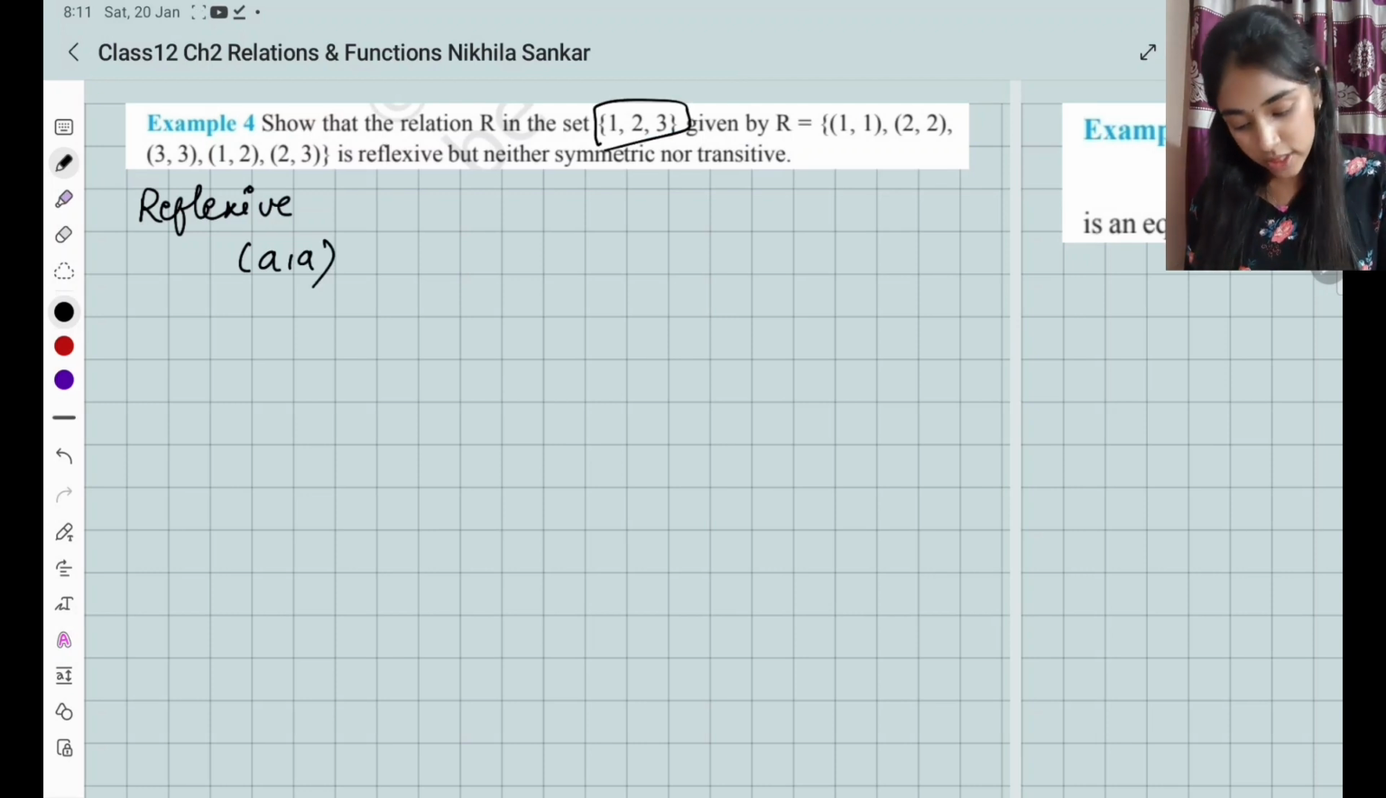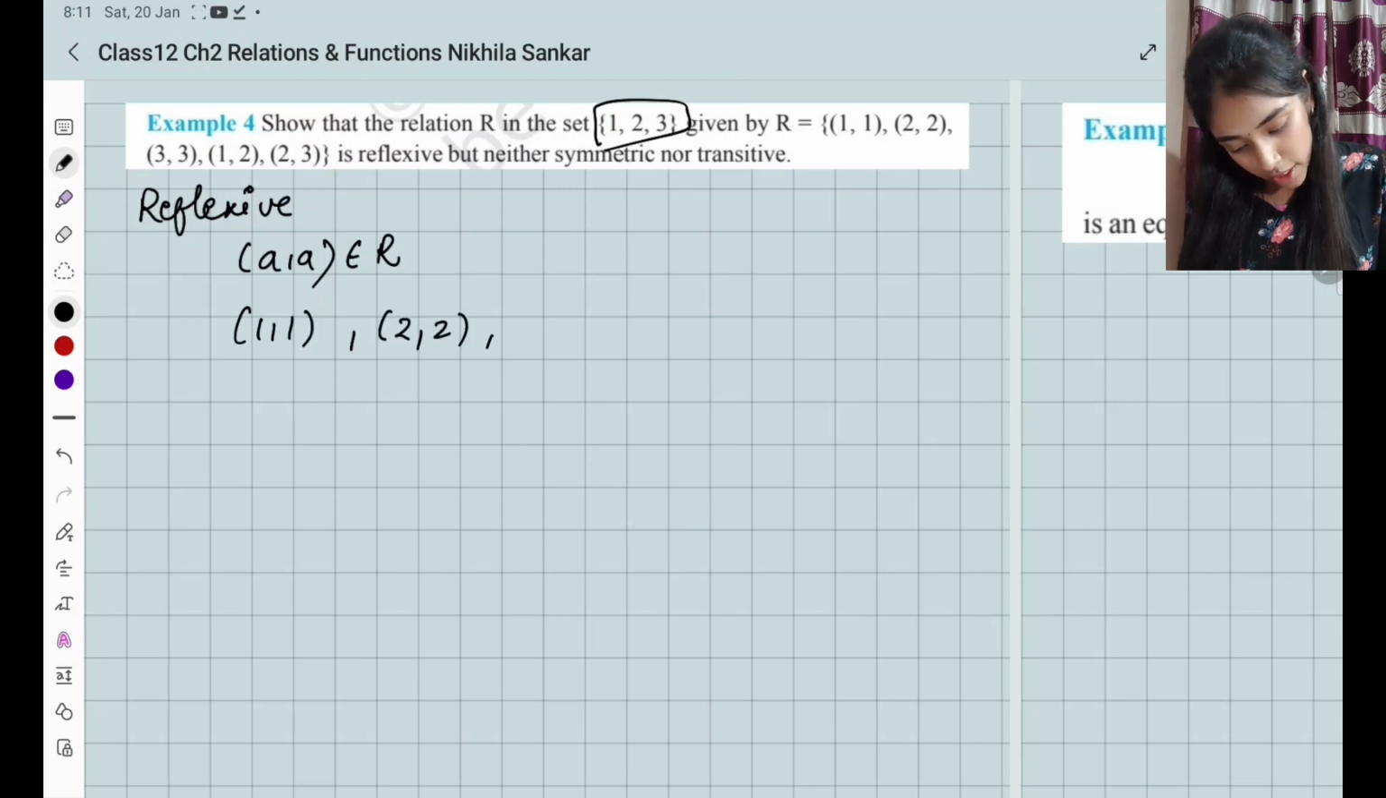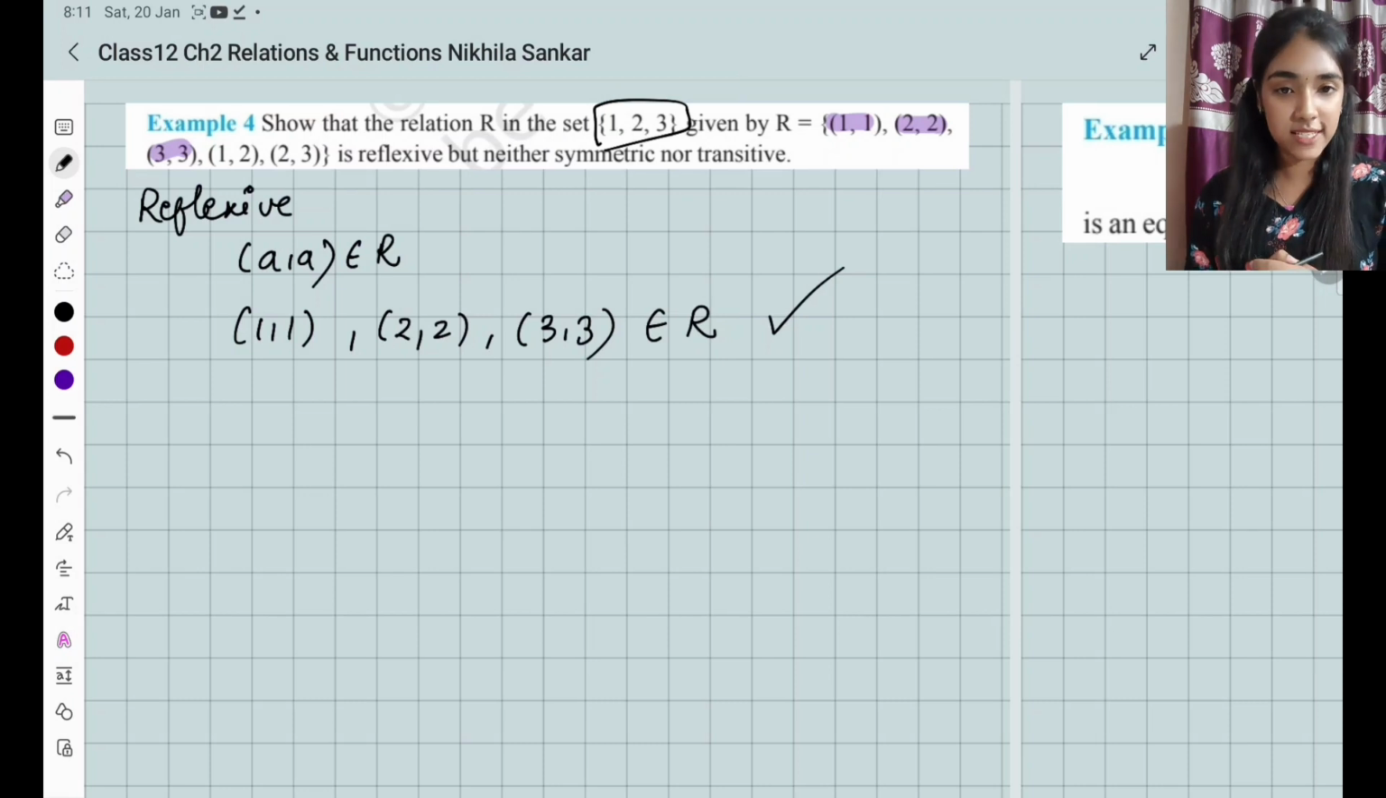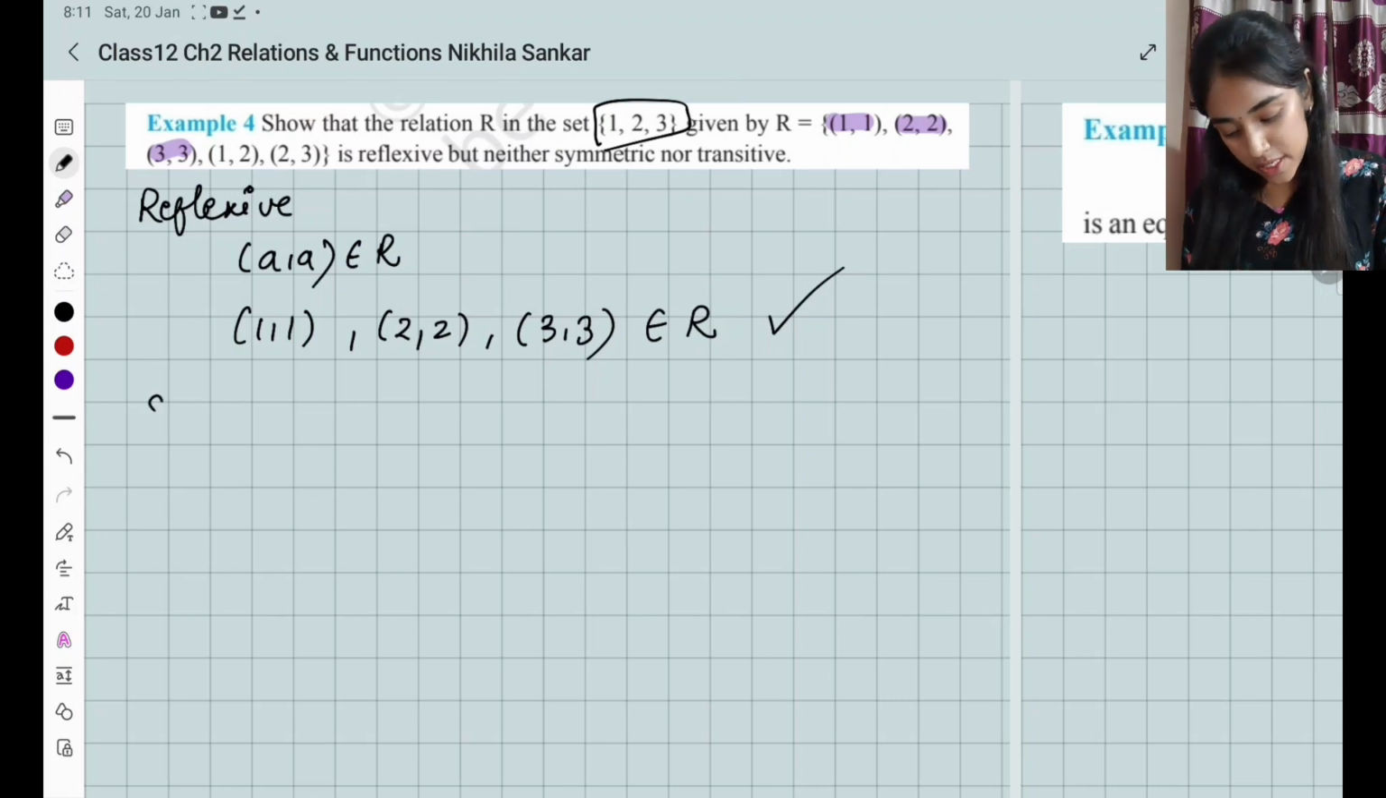You have 1, 2, 3, which means you have to check for 1, 1, 2, 2, 3, 3. இது எல்லாமே இருக்கா? Check 1, 1, 2, 2, 3, 3. So you have all these belongs to R, which means it's reflexive. Okay, reflexivity prove பண்ணியாச்சு. இப்போ symmetric பாப்போமா?